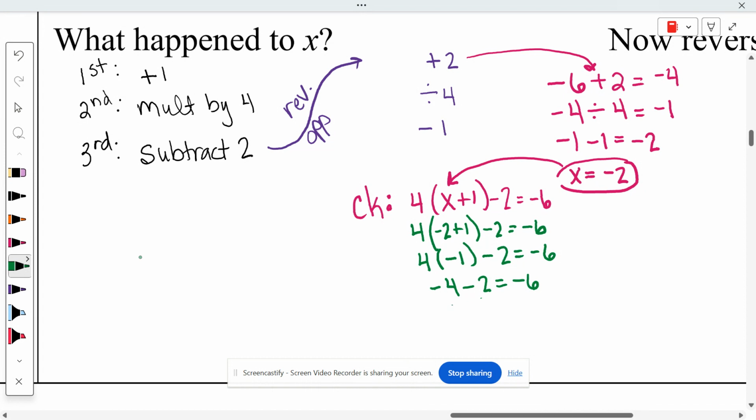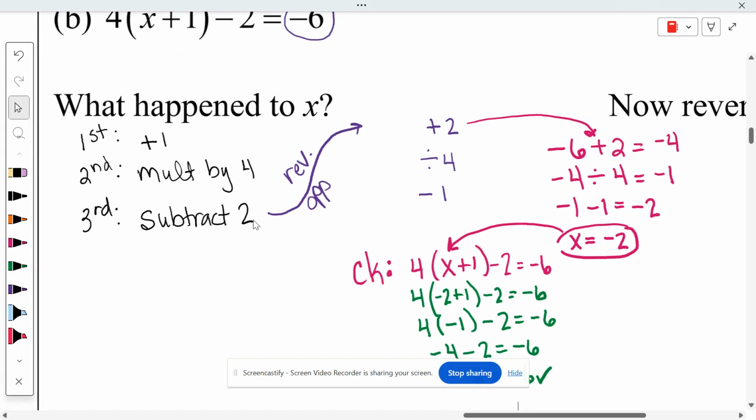Same signs, add and keep. The signs are the same. You add them together and keep the sign. A negative 4 and a negative 2 give you a negative 6. Negative 6 does, in fact, equal negative 6. We've performed our check correctly, so we know that the answer is negative 2.